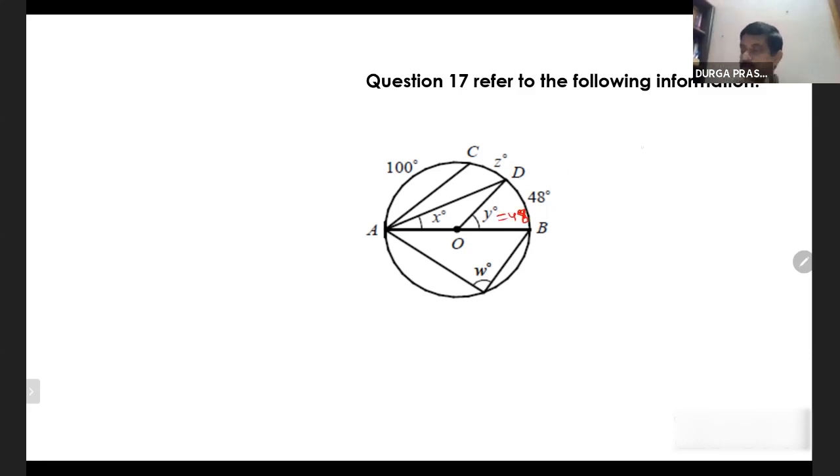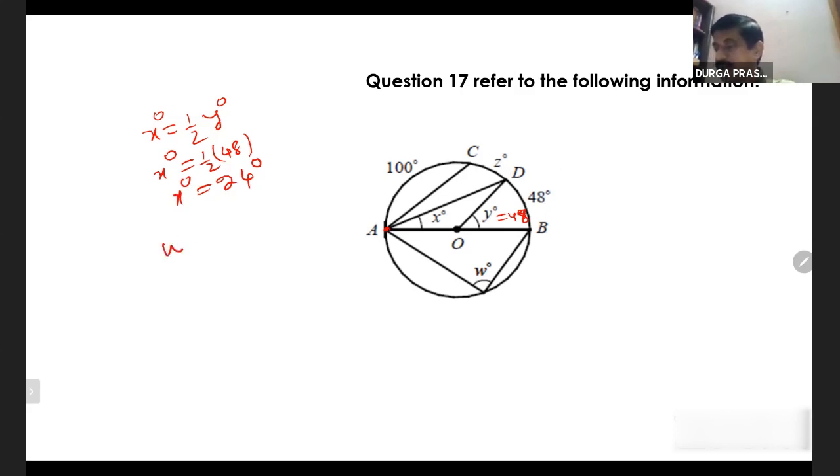Okay, children. So this is angle at vertex with a point on the circle. So that should be half of the central angle. So x should be half of y. So that is half of 48 degrees, that is 24 degrees. So now, of course, W is angle in a semicircle, so that should be a right angle. Because AB is a diameter, O is the center, so this is angle in a semicircle, so that is 90 degrees.